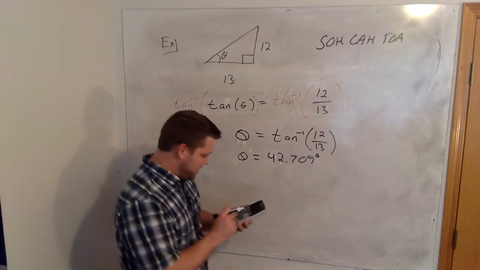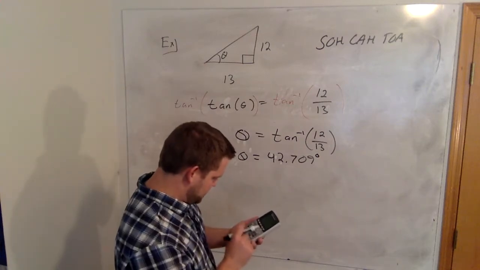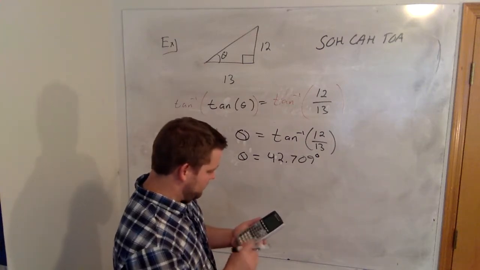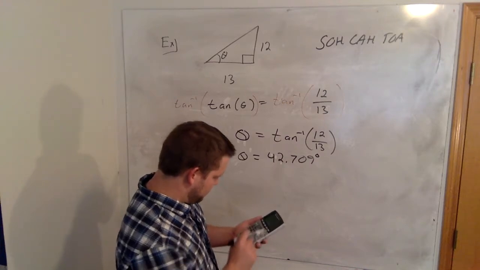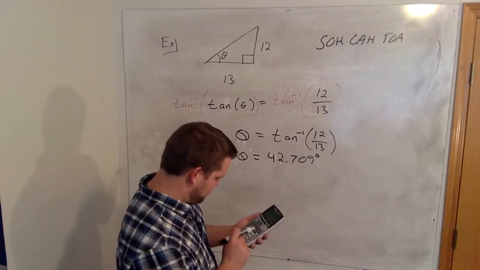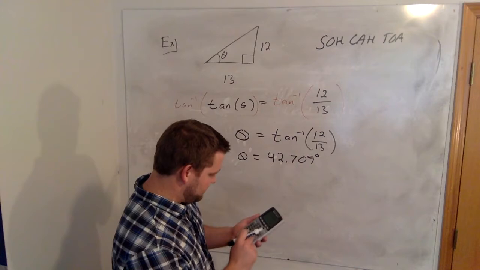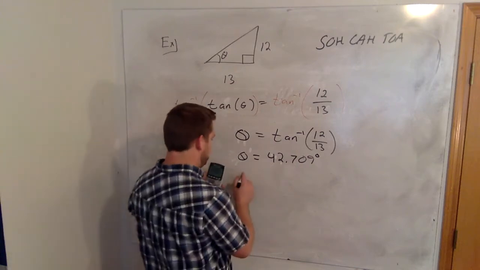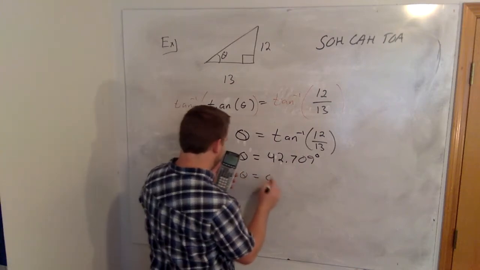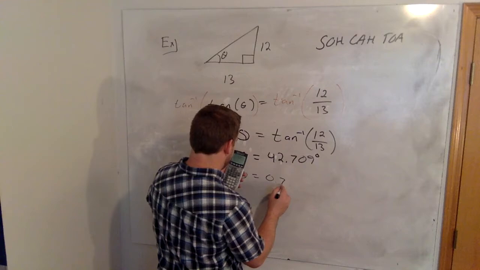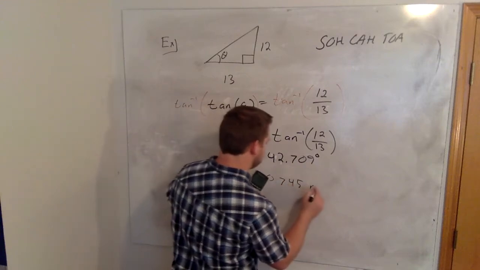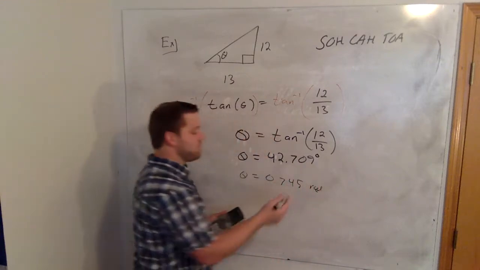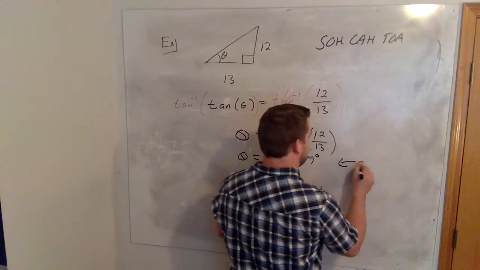Now if you had it in radian mode, and I were to push tan inverse of 12/13, it spits out 0.745. So what it spits out depends on what mode you're in. So degree mode.